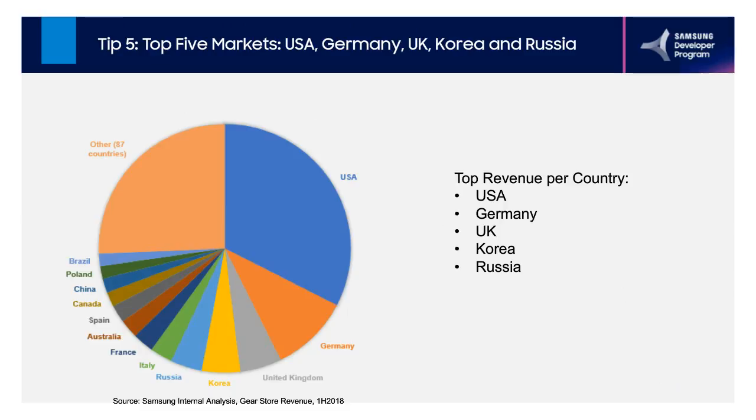Tip number five. If you look at the paid downloads, where the revenue is coming from for sellers, you can see on this slide a couple of things. First of all, the USA, Germany, United Kingdom, Korea, and Russia make about 60% of the revenues. So as a seller you want to make sure that you are well positioned for all of these markets, and some of these markets may require localization. You can do that through Seller Office. You can set a different title for the watch face, for example in German, and also the description and the screenshots, so that you present your item well in those local stores.